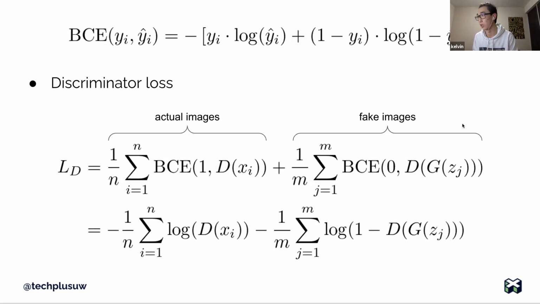But for the fake images, we want to do the opposite. Here z is the random noise input to the generator, so G of z is the fake image that the generator produces. We feed that fake image into the discriminator, and we compare against 0 instead of 1, because we want the discriminator to learn that this should be 0. So the loss will be low if this is close to 0, and high if it's close to 1. So this is the loss for the discriminator.